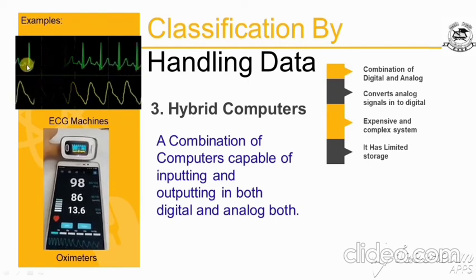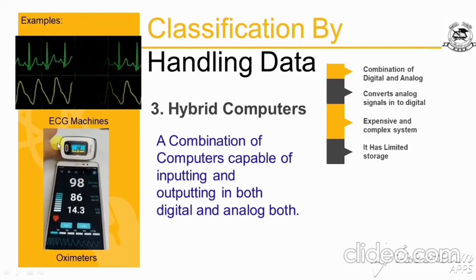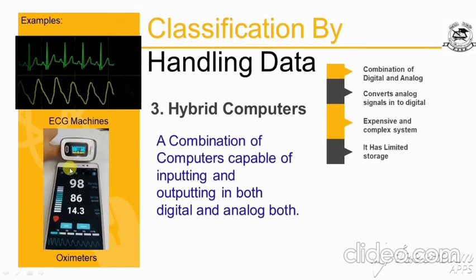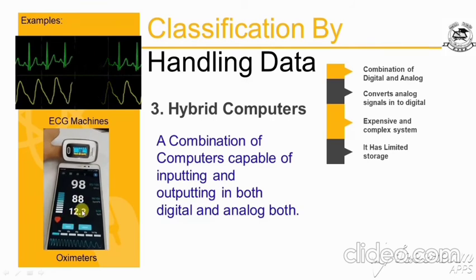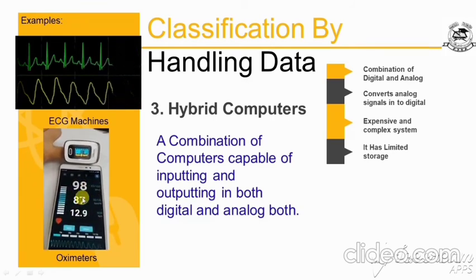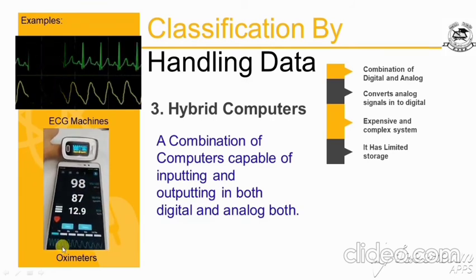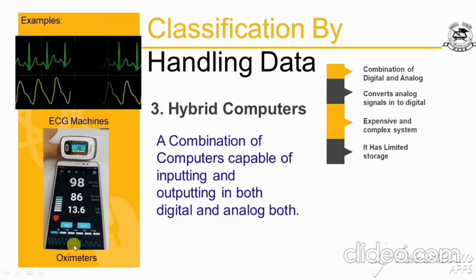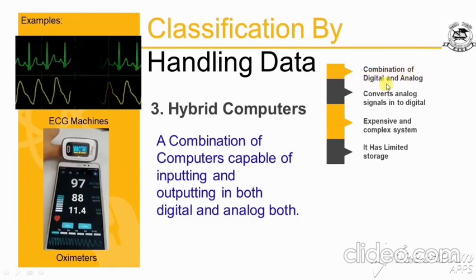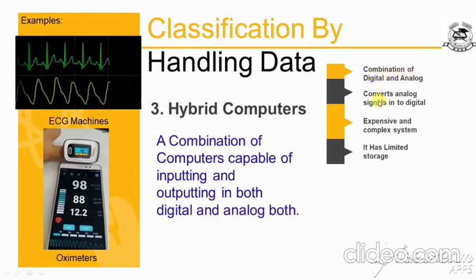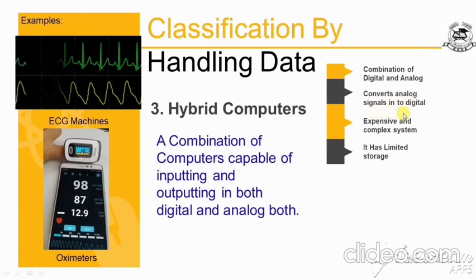The input is coming from a human finger, the process is going on in this device, and then output is generated here in the form of digital. Here you can also see the analog signal of ECGs. The hybrid computer is the combination of digital and analog. They convert analog signal to digital.